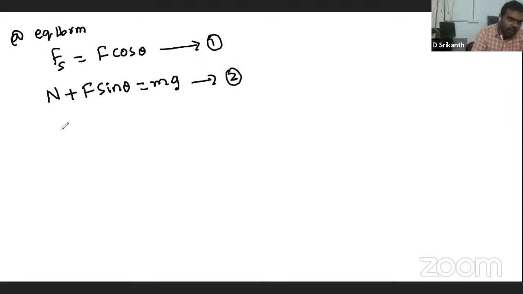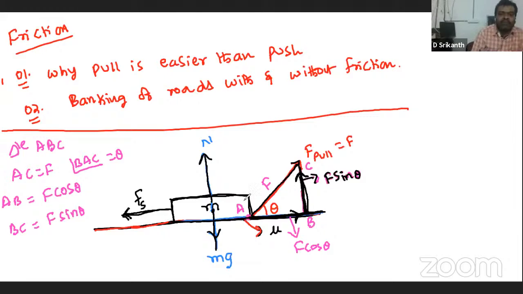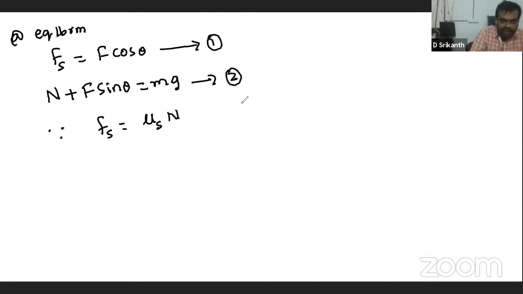Since we know that static frictional force is equal to mu s N, by the definition of static friction we can write mu s is equal to F by N. When a body is placed on a horizontal surface, generally we write that the normal force is balanced by mg. But here we have F sin theta also. Call this equation 3.